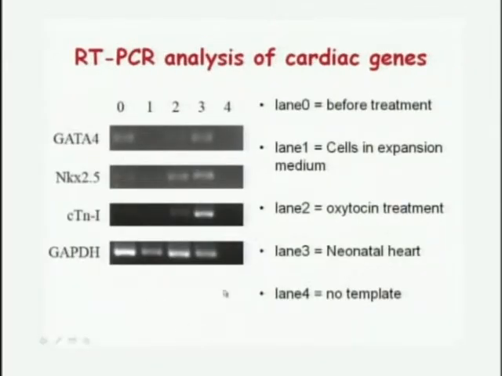And this is the corroboration by RT-PCR that they express these transcription factors. These are undifferentiated cells in lane 1, which are relatively negative. After differentiation with oxytocin, they express some of these transcription factors like GATA4 and NKX2.5, which is specific for cardiogenesis, and also mature contractile proteins like cardiac troponin I.